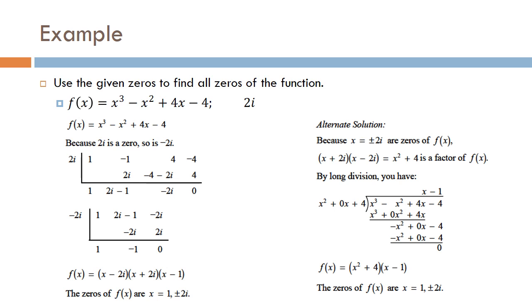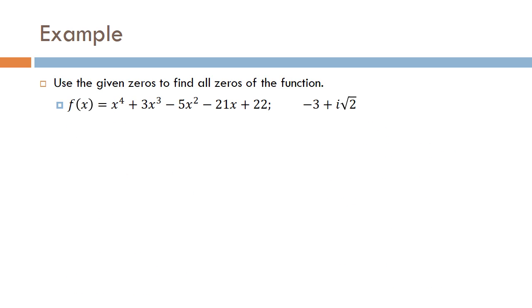Alternatively, what you can do is say, all right, well, I know two factors are x plus 2i and x minus 2i. If I multiply those together, I get x squared plus 4. So x squared plus 4 must be a factor. And then you can use long division with the x squared plus 4, and you end up with the same answer, x minus 1.